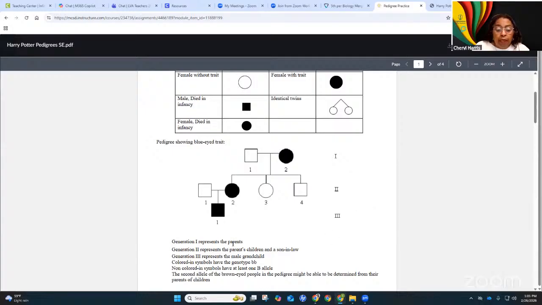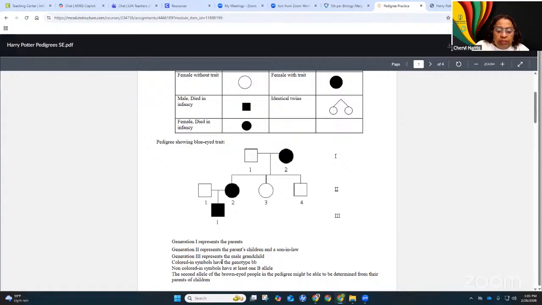They give you generation 1 as the parents. You look at this Roman numeral over here. Generation 2 represents the parents and the children, and the one that got married is the son-in-law. You know he's a son-in-law because it's a square. Generation 3 represents the male grandchild. These two did not get married, so the only generation 3 individual is this one over here.